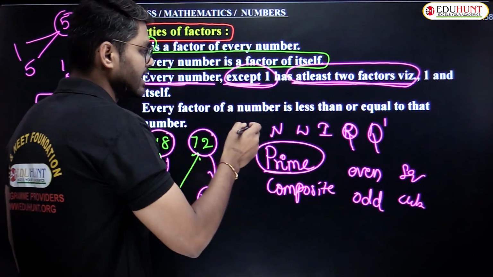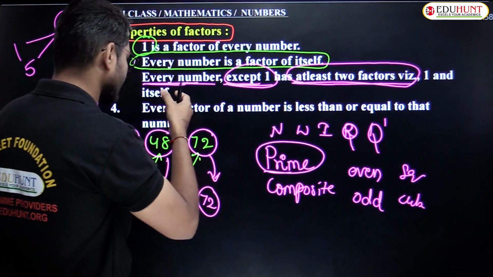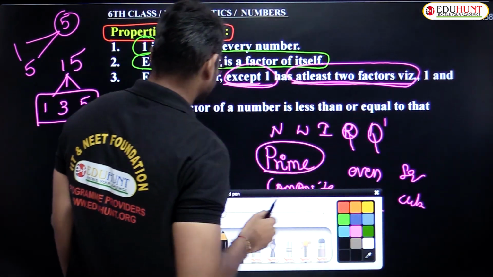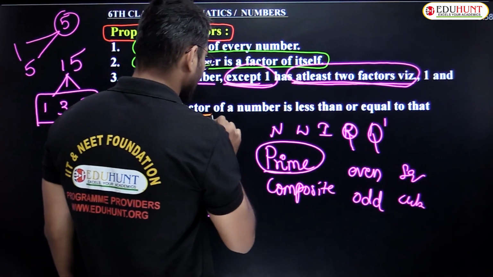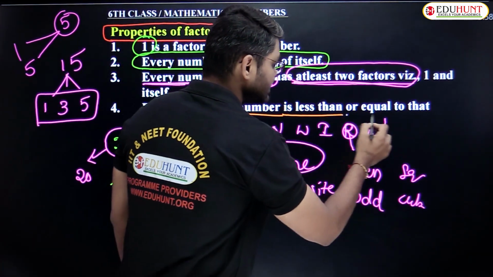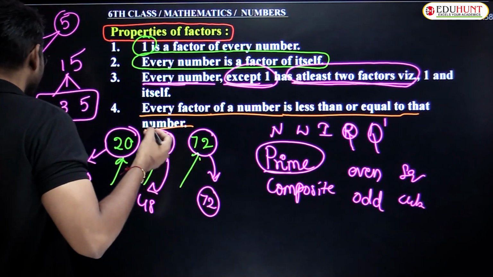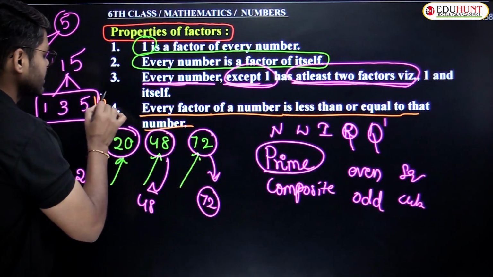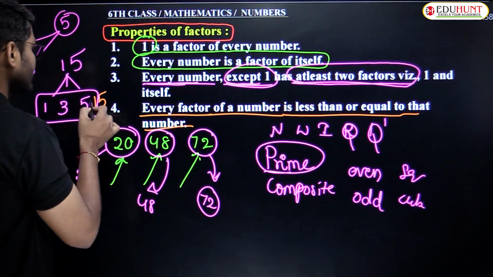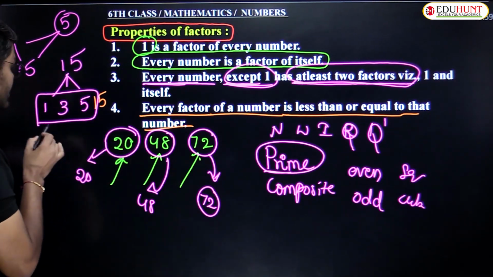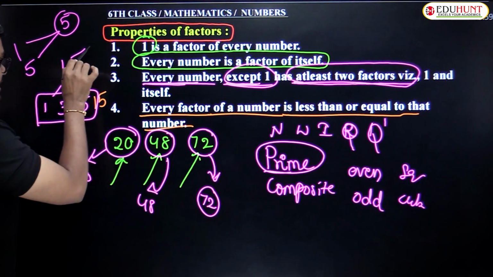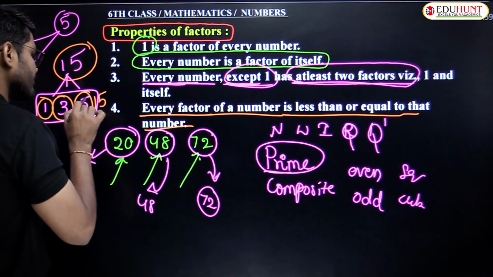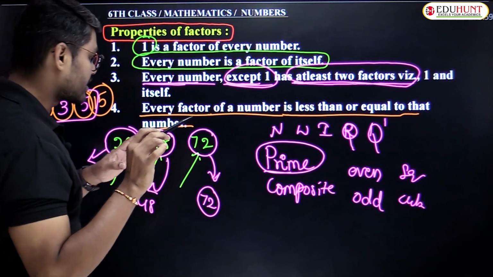Every factor of a number is less than or equal to that number. Let's see the next statement. Every factor of a number is less than or equal to that number. For example, if I take 15, 1 is a factor, 3 is a factor, 5 is a factor, and 15 is a factor. What does it mean?